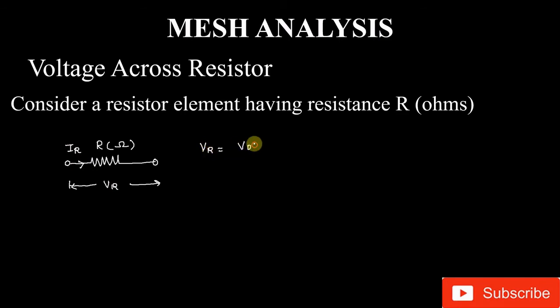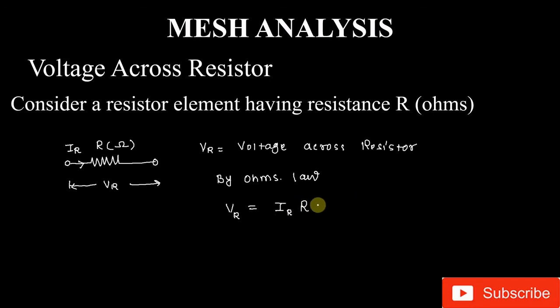VR is the voltage across the resistor, and that can be found simply by Ohm's law. We know that by Ohm's law, the voltage is the product of current and resistance. So applying this, VR equals IR times R. This will be the first equation where we get the value of the voltage.